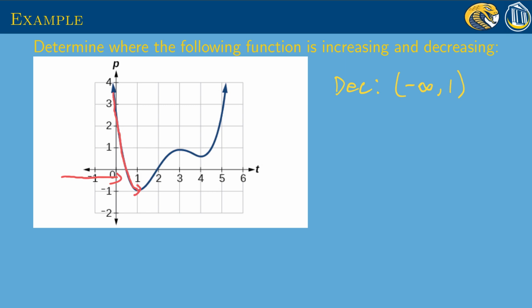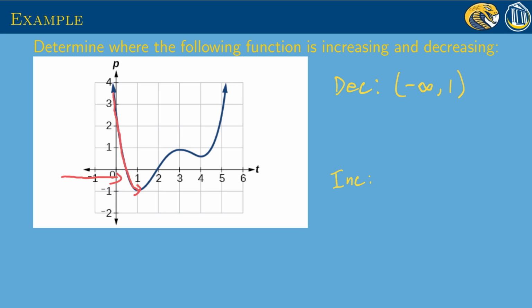Well, notice that we're only looking at the x, or in this case the t values, the horizontal values, when we're talking about where a function is increasing and decreasing, not the y values. We wouldn't say this is decreasing from 4 to -1 or something like that. That means this function is increasing. Well, let's see where the function is going up.